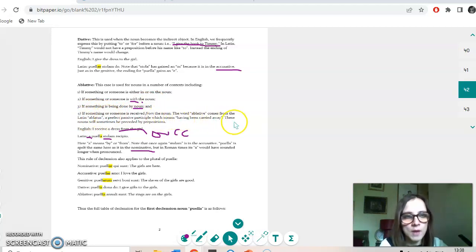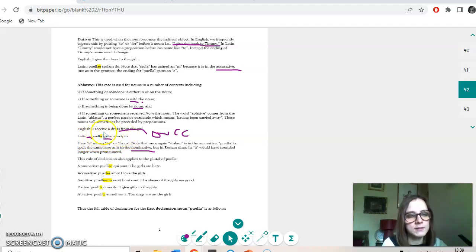So the word ablative comes from the Latin ablatus, and that is a perfect passive participle that means having been carried away. So these nouns will sometimes be preceded by prepositions, unlike our other cases where I've told you do not add extra words in your Latin. So English would be I receive a dress from the girl, which I've accidentally crossed out in my attempt here to write something. Latin is a puella stolam recipio. So from the girl, a dress I received.